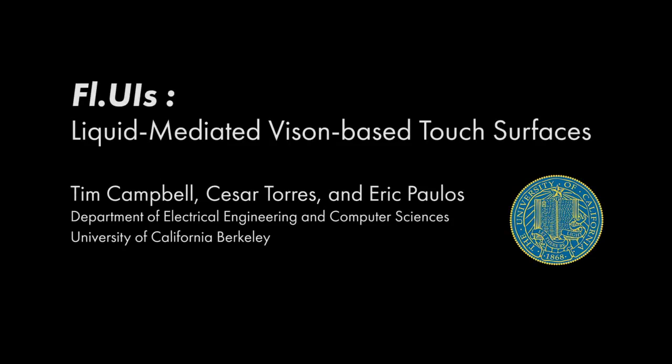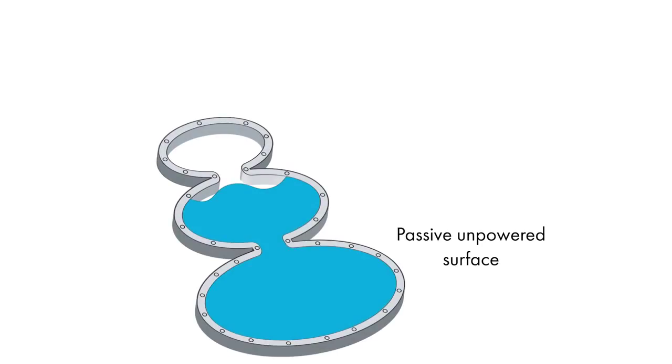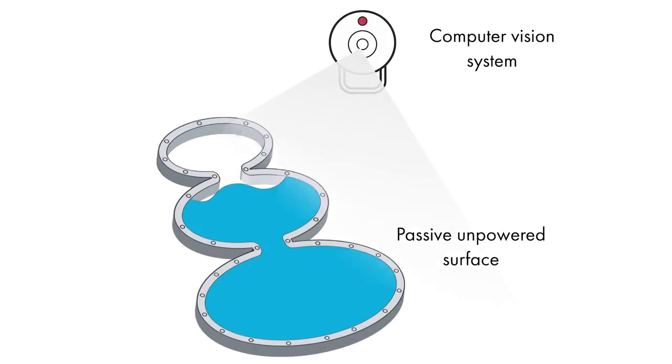In this video, we present Fl.UIs, liquid mediated vision-based touch surfaces. Fl.UIs are touch input devices that create color changes around a point of contact detected by an overhead camera. The hardware is completely unpowered and durable for use as public installations. Fl.UIs are inexpensive and easy to build with access to a laser cutter.